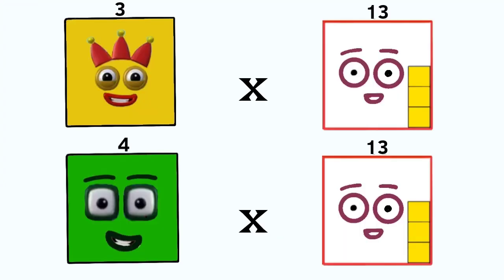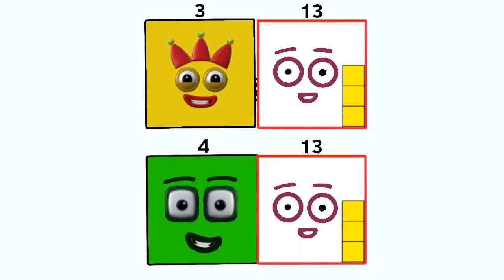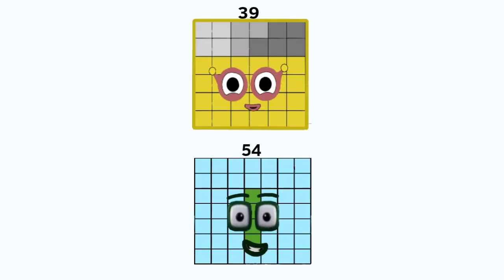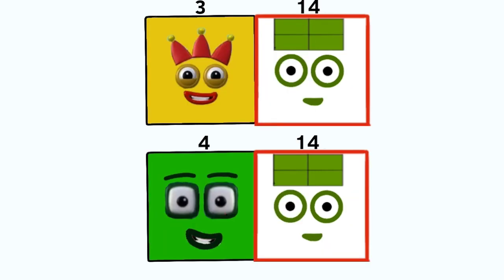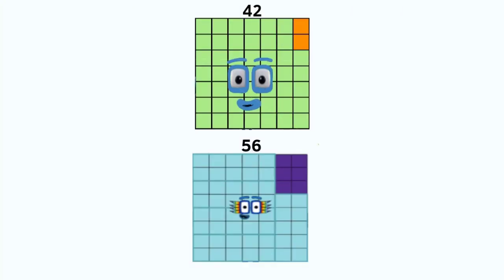3 and 4 times 13 equal 39 and 54. 3 and 4 times 14 equal 42 and 56.